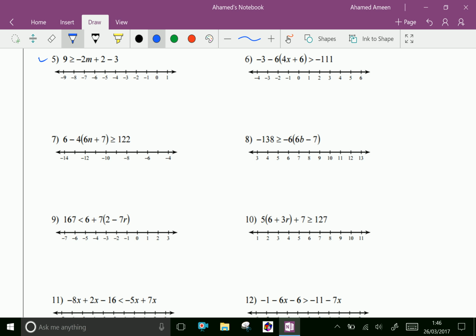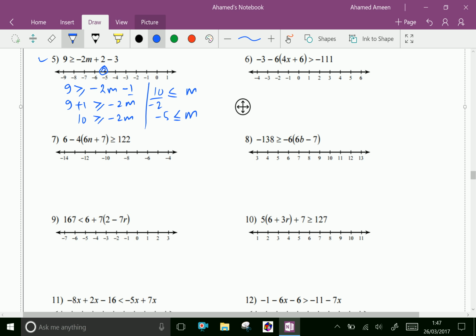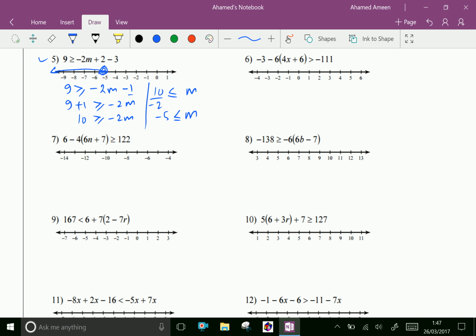9 is greater than or equal to minus m plus 2 minus 3. 9 is greater than or equal to minus 2m, since 2 minus 3 is minus 1. Then the minus 1 comes to the left side as plus 1. 9 plus 1 is 10, which is greater than or equal to minus 2m. Therefore, 10 over minus 2 is minus 5, which is less than or equal to m. So, m is minus 5, equal on the lesser side.